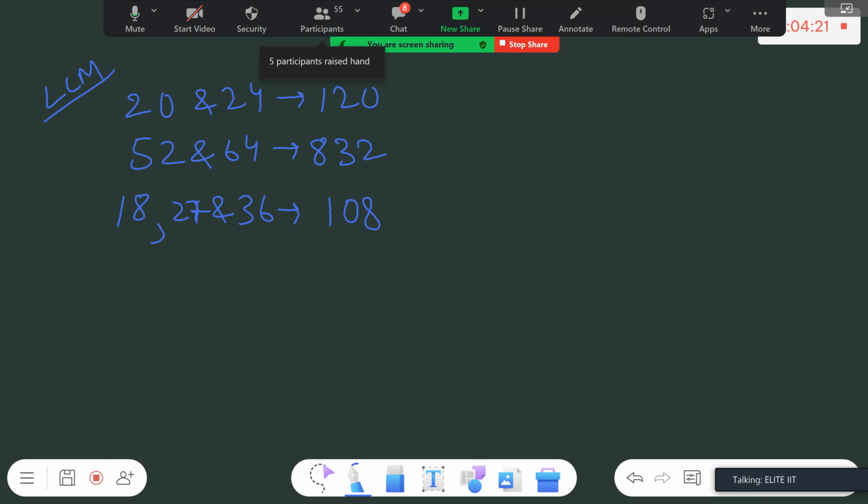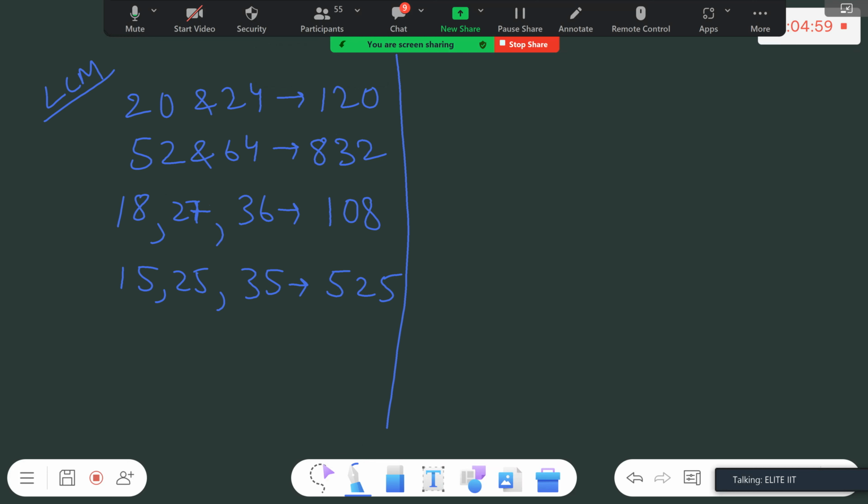108. Is it 108? Yes, sir. 108 will be the answer. What is the next one? 15, 25 and 35. What is the answer? 525. Okay. Now we'll see how this comes using the division method.